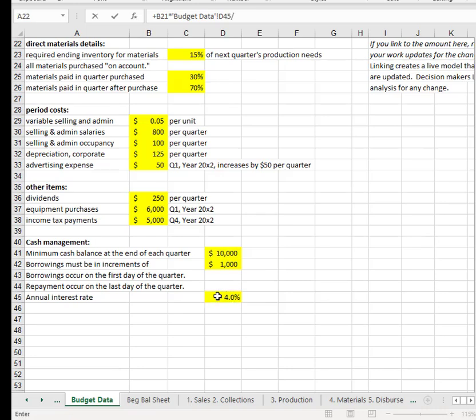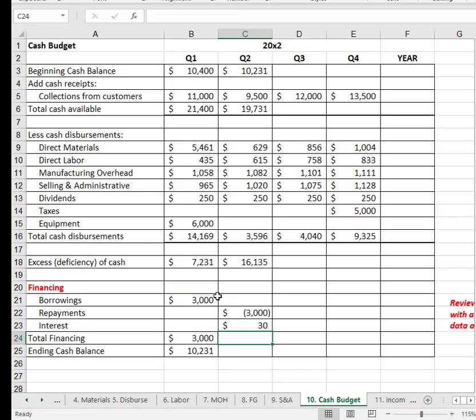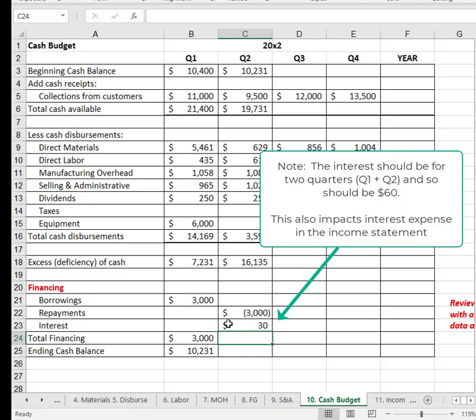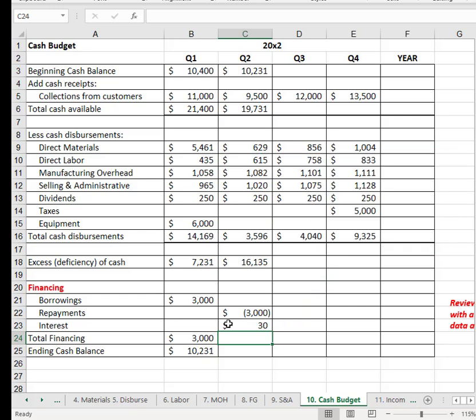4% divided by 4. There will always be 4 quarters in a year, so that's one of the few things that you can type in. Months of a year, quarters in a year, things that won't change regardless of those assumptions. Oops, we should put this in as a negative. Paying interest is always going to be an outflow. All right, so let's see. Ending. So just to verify, we have over the 10,000 minimum. Very good. So now we know the beginning for quarter 3.